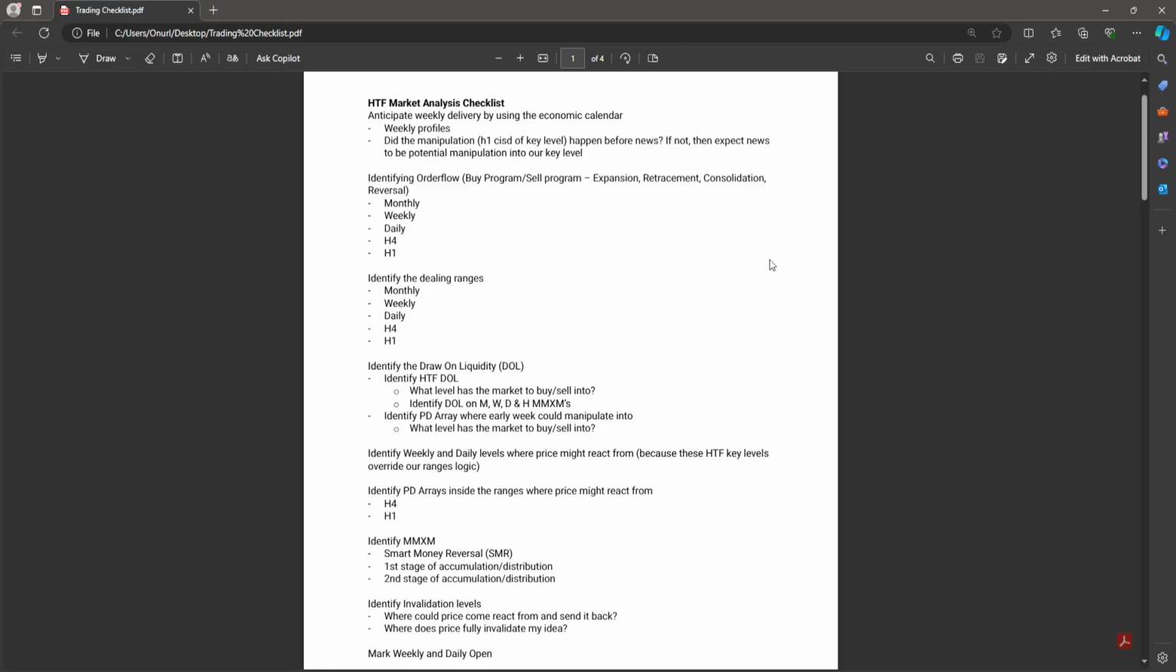So before we start, we anticipate price delivery by using the economic calendar. Why do we do this? Because we know that volatility in the market comes from these high impact news releases. Now, how is the week looking for this month? I'm going to make a quick screenshot so we can see it.